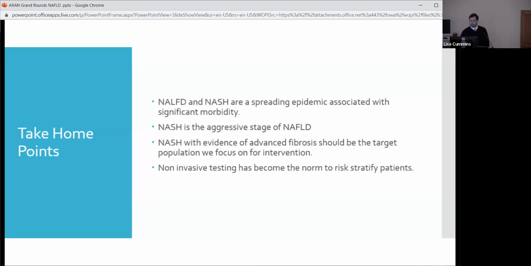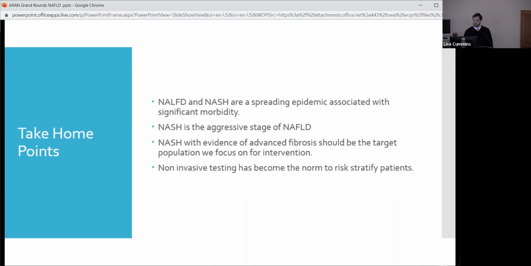So take-home points, wrapping up: NAFLD and NASH, spreading epidemic. This is going to be something that we're all dealing with a lot more often. You're going to start seeing a lot more cirrhosis and a lot more cirrhotic related injury because of this. NASH is really what we're looking for. It's the aggressive form of fatty liver disease, and that's really what we're trying to diagnose and treat.